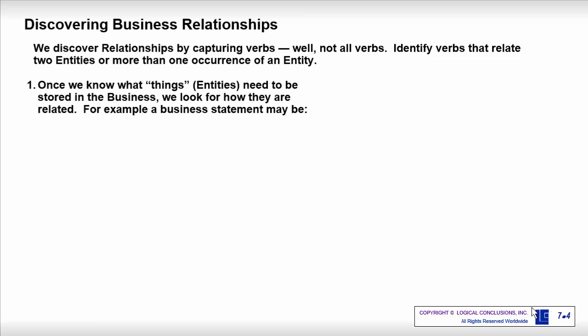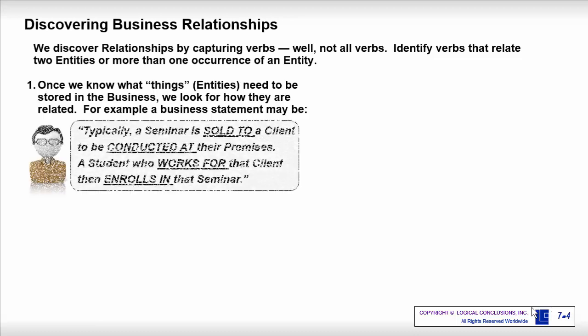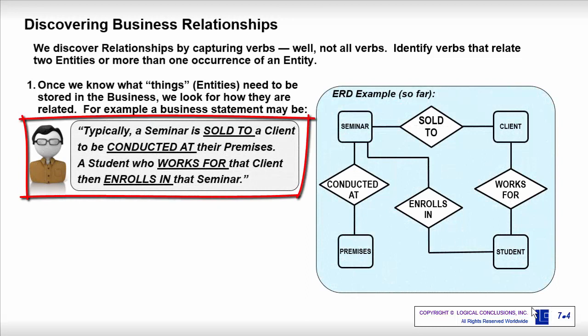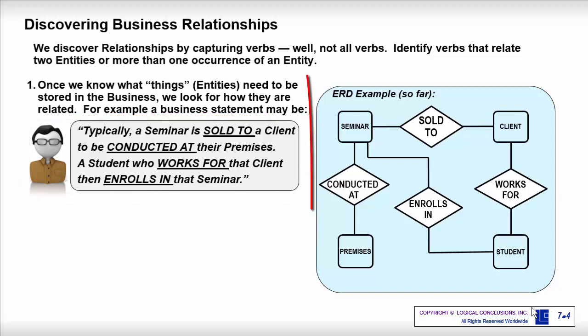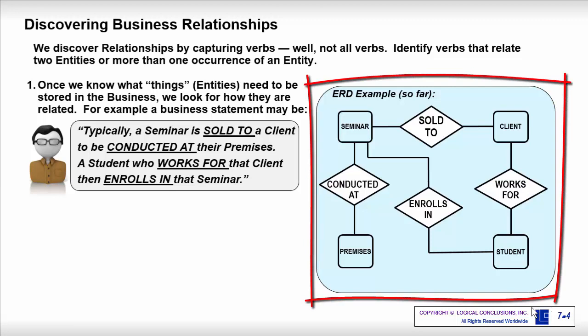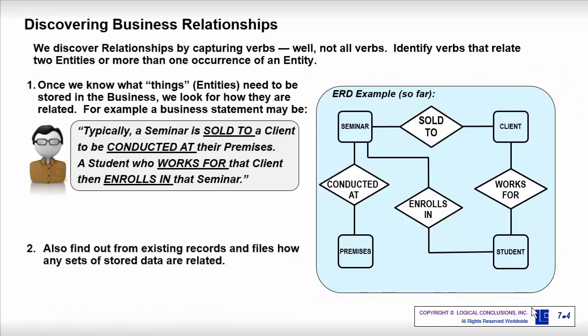Once we know what things, entities, need to be stored in the business, we look for how they are related. For example, a member of the business staff may say, typically a seminar is sold to a client to be conducted at their premises. A student who works for that client then enrolls in that seminar. I've shown a preliminary entity relationship diagram result on the right here, where the verbs from the business statement have been used to form relationships between entities.